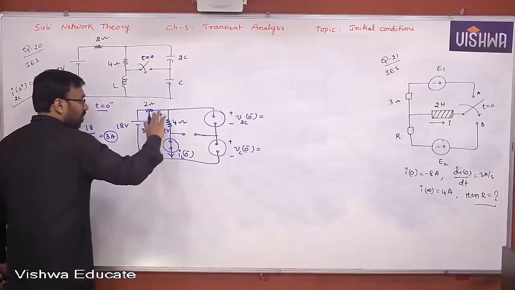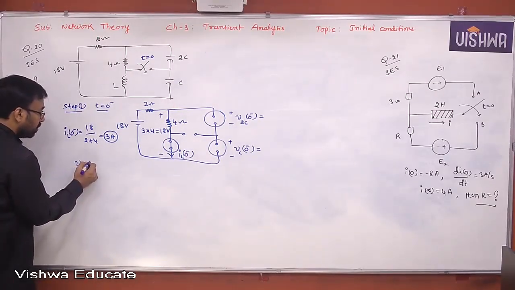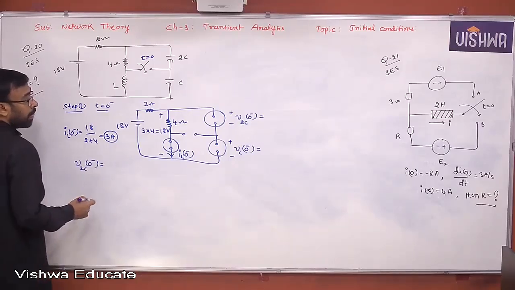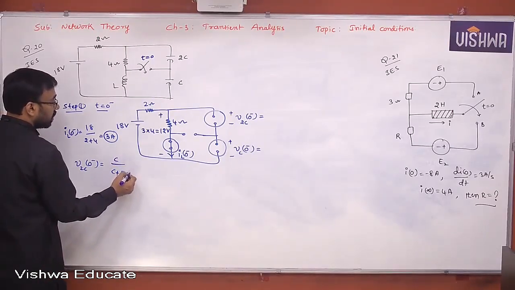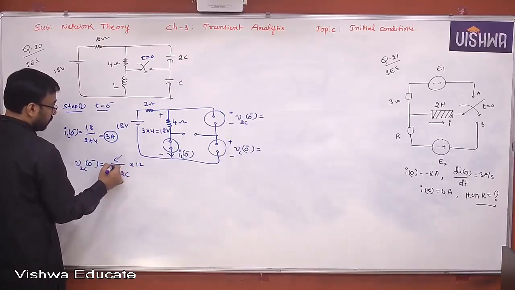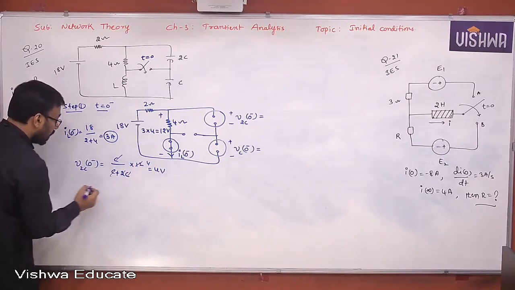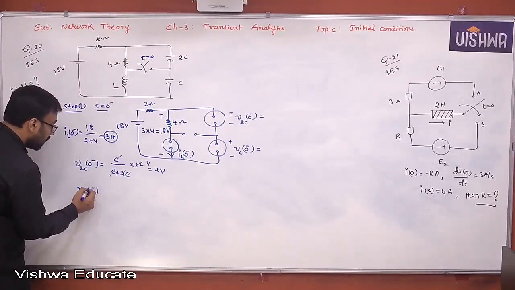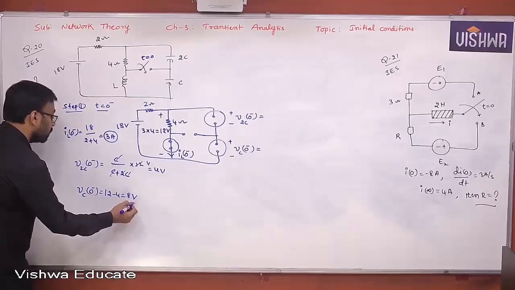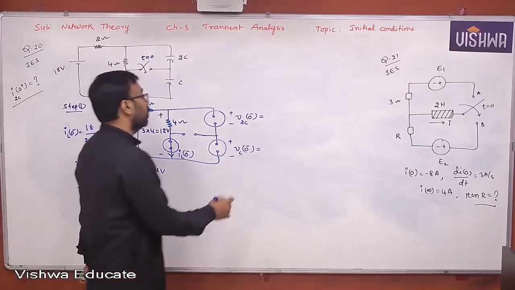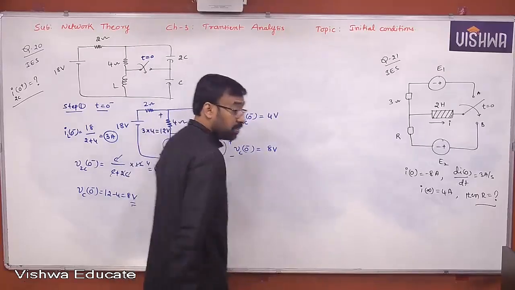Okay, this 12 volts must be divided into two parts. So V2C of 0 minus is opposite. How much is it? C by C plus 2C into 12. So what's happening here? 4 volts. What is the remaining voltage? VC of 0 minus is 12 minus 4, 8 volts. Do all of you understand? Okay, this is 4 volts and this is 8 volts. Clear, all of you? Okay.